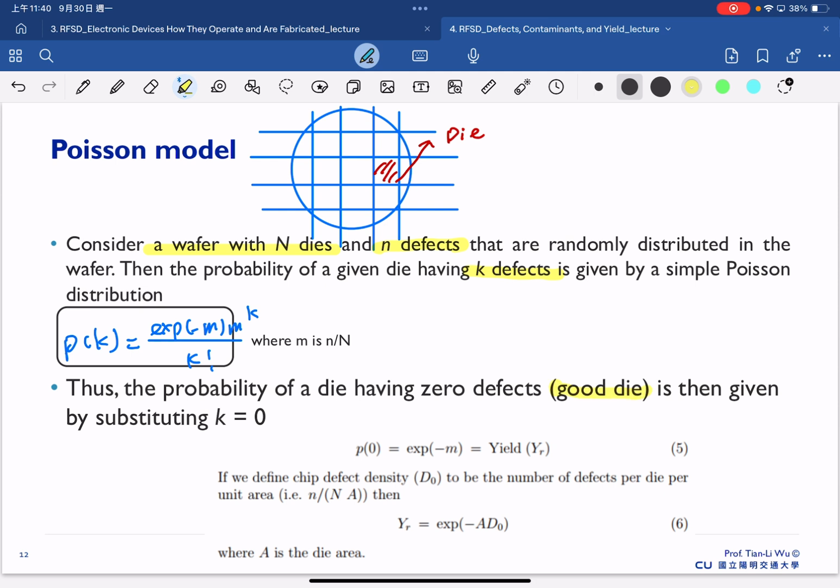because we define a good die as a die with zero defects, can be considered in the following equation, where we put k equal to 0, where k is the number of defects. Because we want the die to have zero defects, we put k equal to 0. So now this equation becomes this here again. That's the same as what we described before. It is equal to exponential minus n. So again, if we define the defect density D0 to be the number of defects per die per unit area, then we come up with this equation.